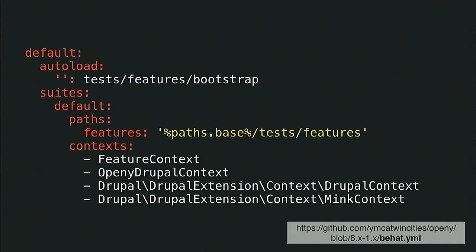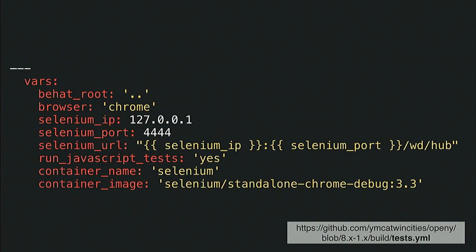Then we have to create behat.yml. In behat.yml, we specify the contexts, so actually those libraries that we are going to use in our tests. It's pretty simple. Again, there are always links to the distro. Also, in case you would like to take a look at the code, open it and take a look.